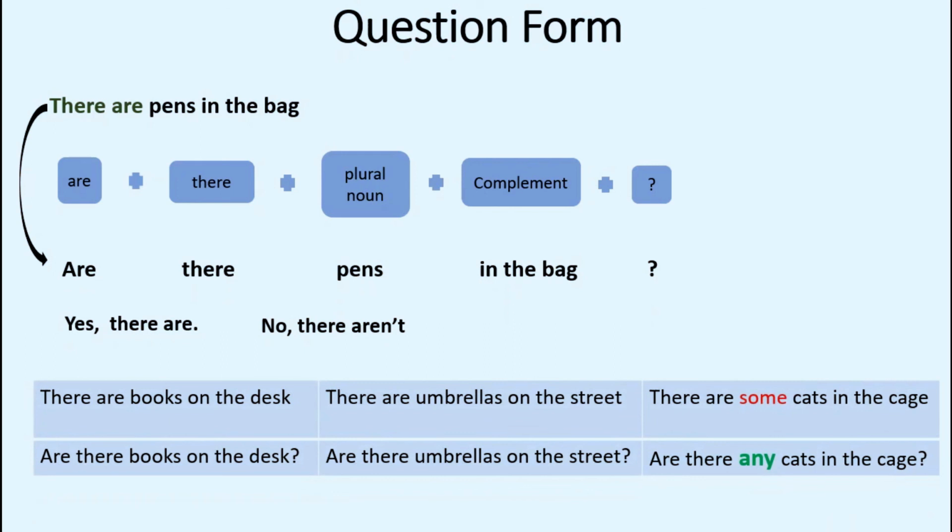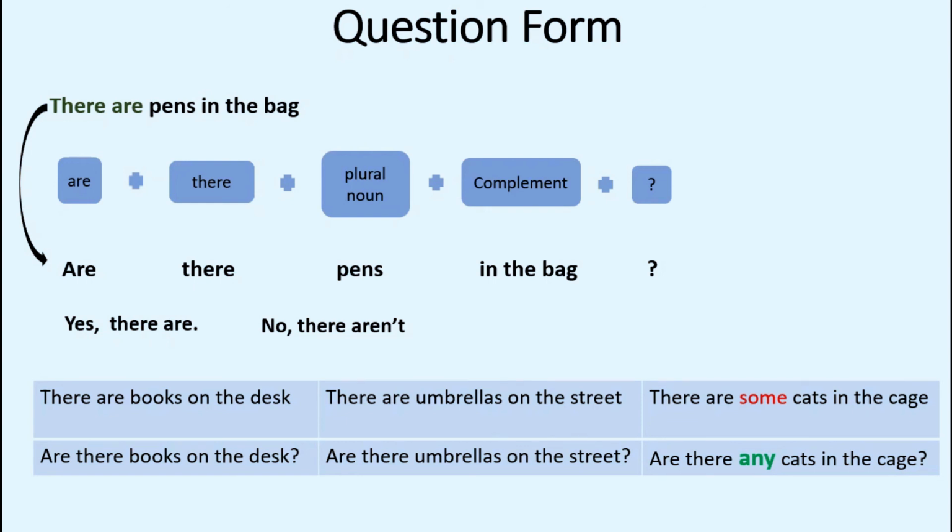Right below we have some more sentences regarding the question form. So there are books on the desk. Are there books on the desk? The answer is yes, there are, or no, there aren't. The second sentence, there are umbrellas on the street. Are there umbrellas on the street?